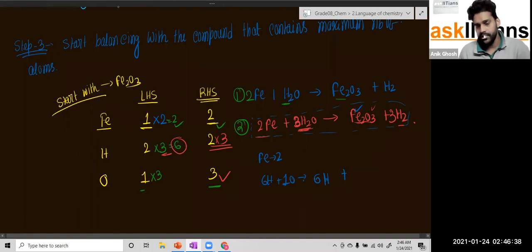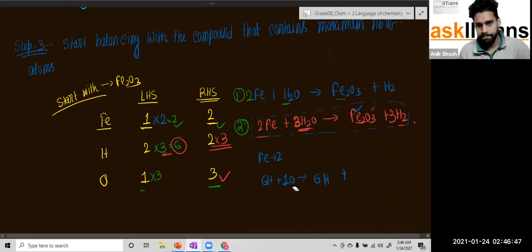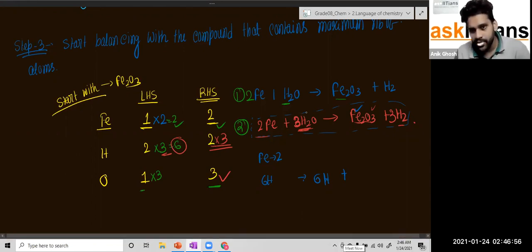Don't just write them together. Just wait for a moment. In the left hand side, you have 6 hydrogen over here. You can see it. In the right hand side as well, you would have 6 hydrogen. Fine. And oxygen is also getting balanced. So this is how you need to balance a chemical reaction.